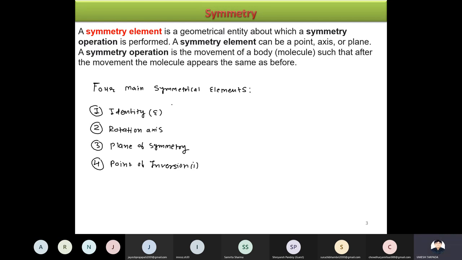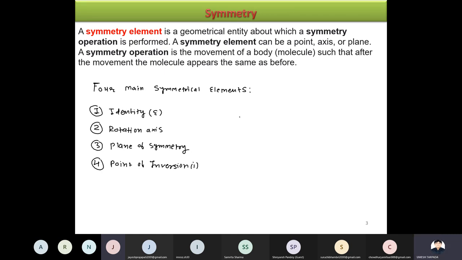What is called a valid symmetry operation? Whatever initial object is there, and after applying the symmetry element, whatever result you are getting, if both are the same or they are equivalent, then we call it a valid symmetry operation. The element about which you have done this process, that we call symmetry element.